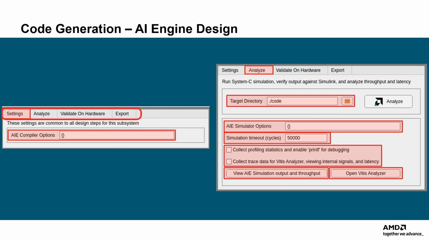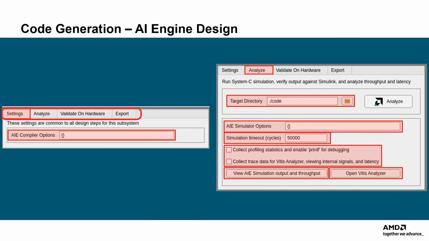When generating the code for an AI engine subsystem, there are various tabs from which you can configure different parameters. From the Settings tab, you can specify a cell array of AI engine compiler options using the AI Compiler Options Edit button. This provides a method to control the compiler debug options, execution target options, file options, and so on.